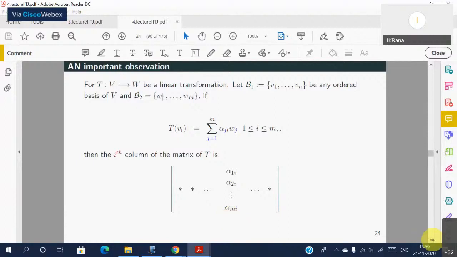So there is a one-to-one correspondence between linear transformations from V to W, where V is of dimension n and W is of dimension m, and matrices of order m cross n. This matrix is of order m cross n: m rows, n columns.